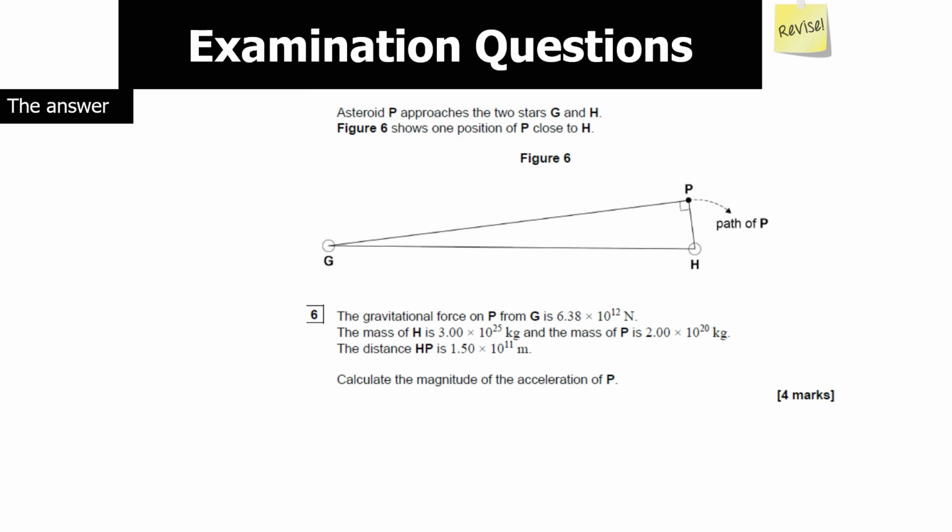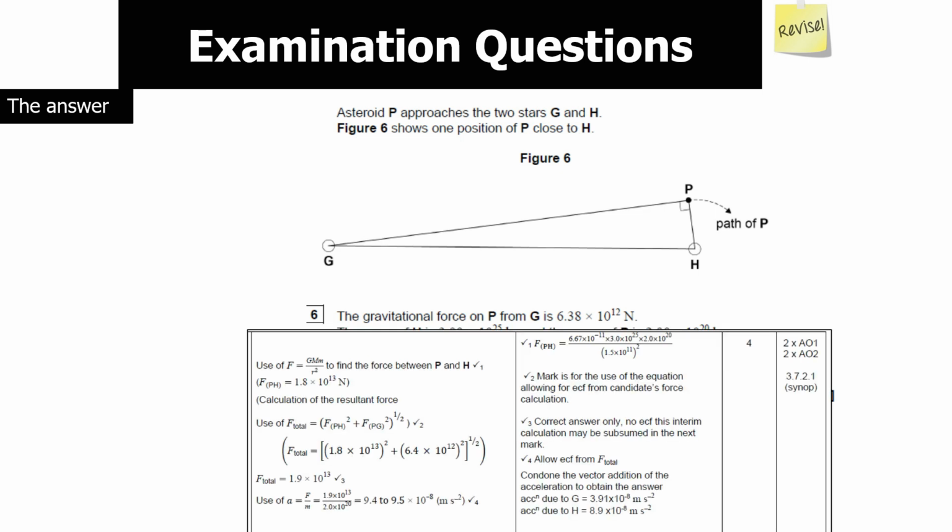Right, so how to answer this particular question? Well, what we know straight away is we're asked to work out magnitude, and we've been given something like the gravitational force, so how can we link it all together? So we can say F equals GMm over r squared to find the force between P and H, because we can tell straight away that there's going to be the gravitational force between P and H, but also P and G.